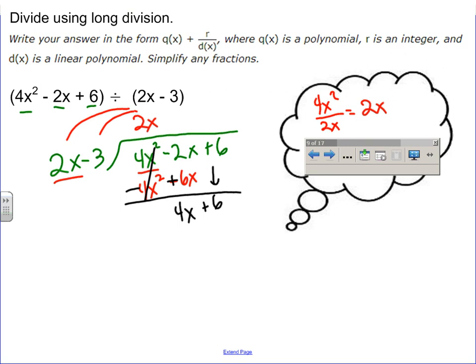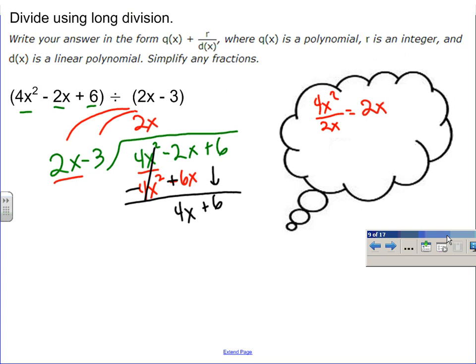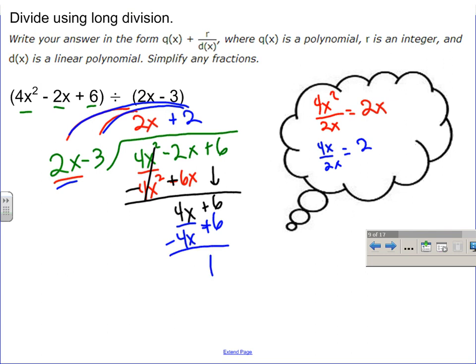So then we repeat that process. Divide the lead terms, 4x divided by 2x, which is just 2. So I get 2x plus 2, and now I multiply that by both terms, so I get 4x minus 6. So subtract, which means change, change, add down, and I get a remainder of 12 in this instance. So it'd be 2x plus 2 plus 12 over 2x minus 3.